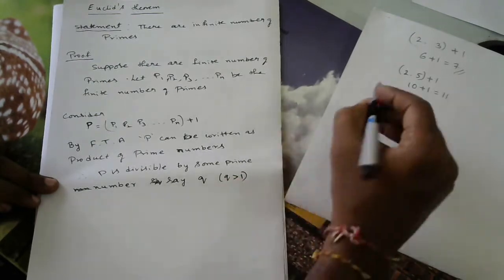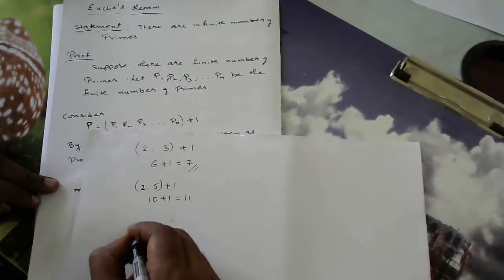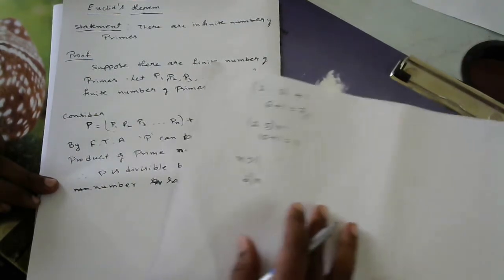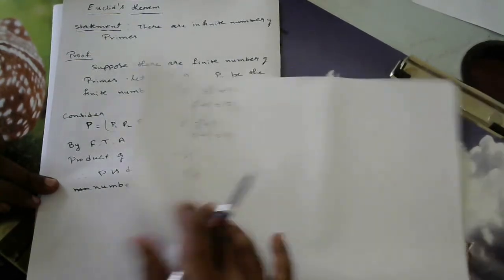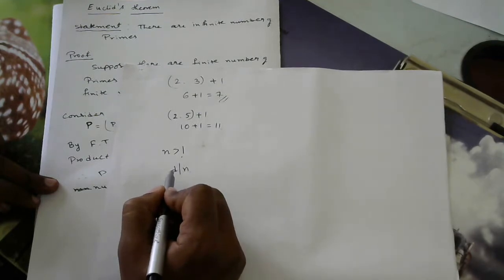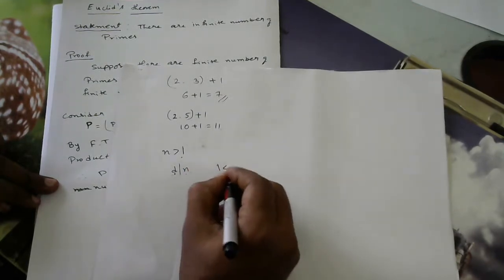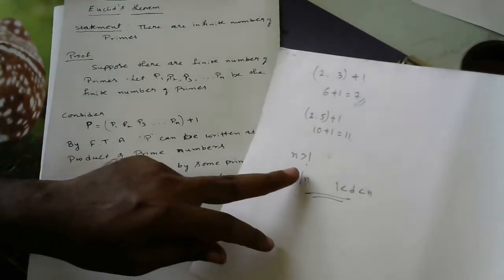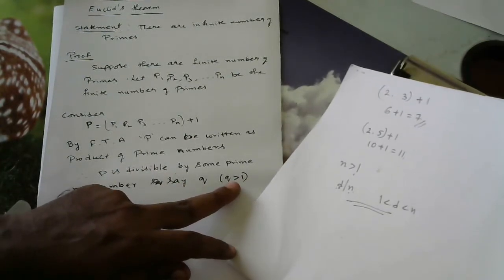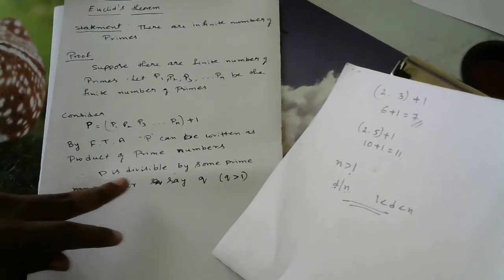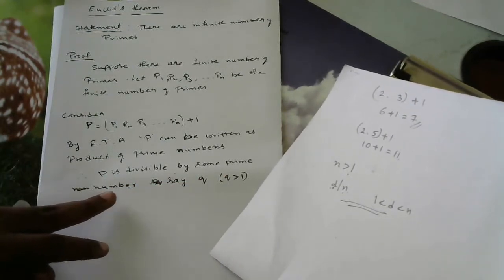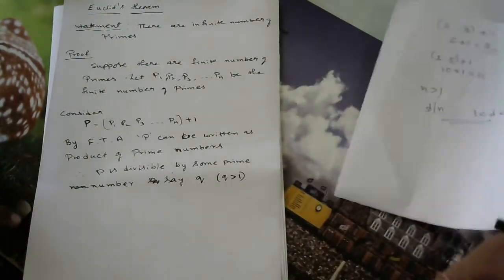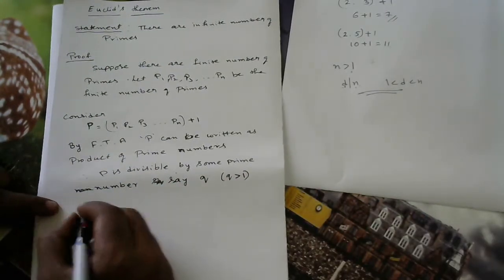Here by the fundamental theorem, if n is greater than 1, there exists an integer d such that d divides n, and 1 is less than d and less than n. So this is your fundamental theorem here. Like that, I have taken q greater than 1. So P is divisible by some prime number. I take it as q. So that means q divides P. So this implies that.